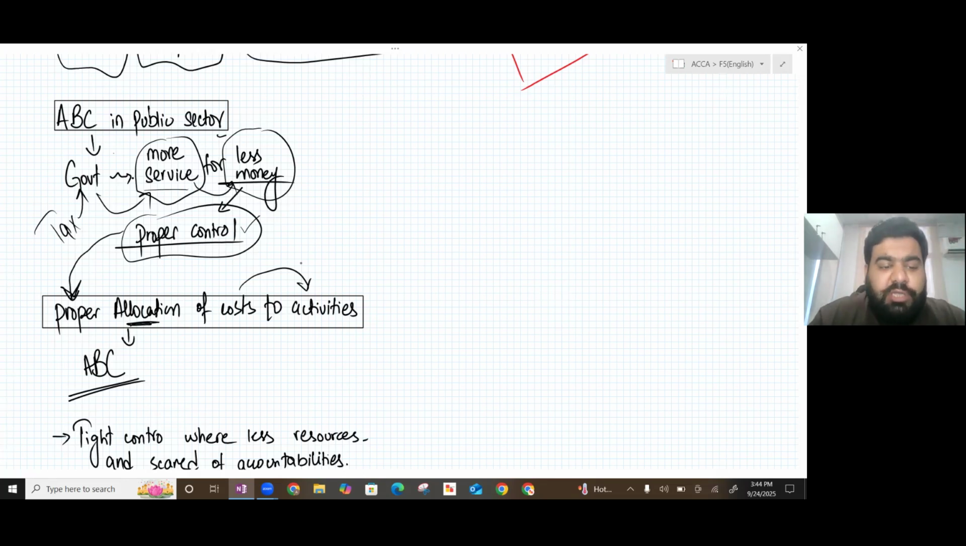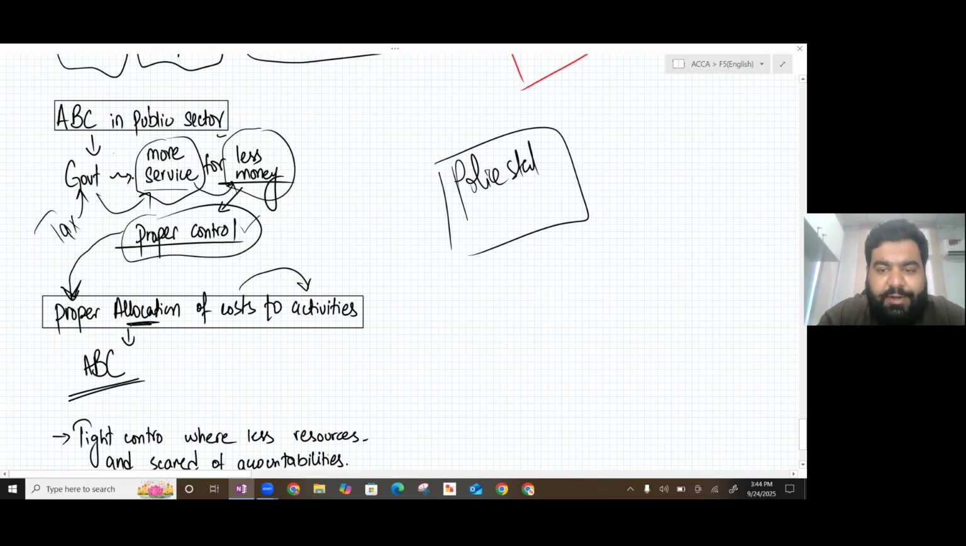That is the main reason for that overhead. So if you are using ABC in the government sector, obviously you will have proper insights. For example, this is a police station. Obviously, a police station is a public sector.